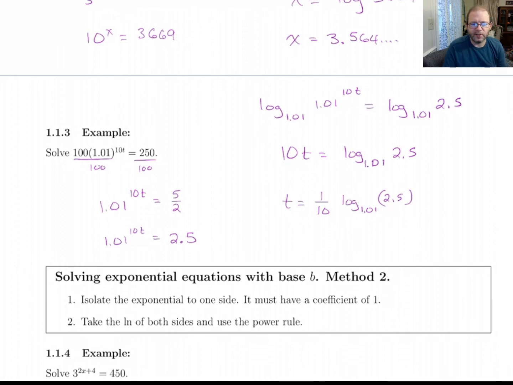And if we want to get a nice decimal answer for this, we need to rewrite this using the change of base formula. So the log is going to be ln of 2.5 over ln of 1.01. And this 1/10, the 10 is going to be in the denominator. So for my calculator, what I'm going to do is put in natural log of 2.5 divided by, I've got to put an open parenthesis here, 10 times ln of 1.01.